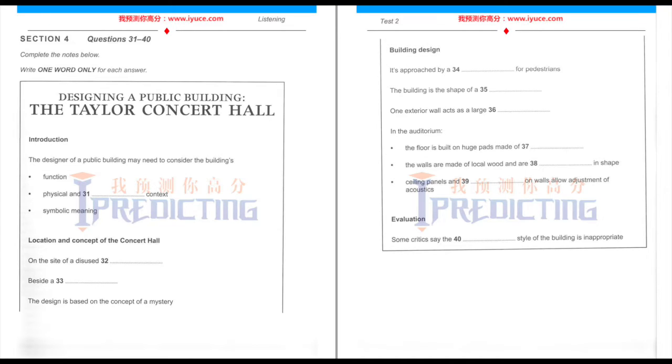The auditorium itself seats 1,500 people. The floor is supported by 10 massive pads. These are constructed from rubber and so are able to absorb any vibrations from outside and prevent them from affecting the auditorium. The walls are made of several layers of honey-coloured wood, all sourced from local beech trees.